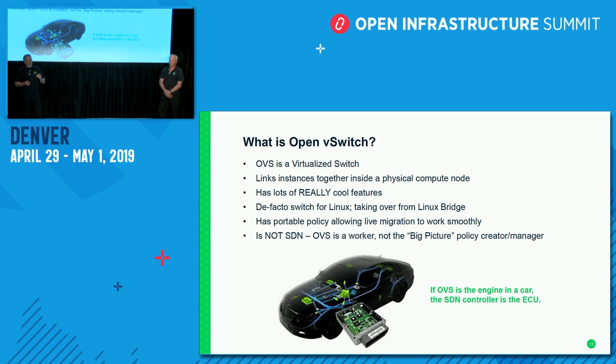When you think about a car, OVS is the engine inside the car. It does all the work of moving packets around. If you want something that actually controls what that engine is going to do, well, it's partially the driver, but in keeping with the car mentality, it's really the engine control unit, the computer inside the car that monitors and controls everything. That's the SDN piece.